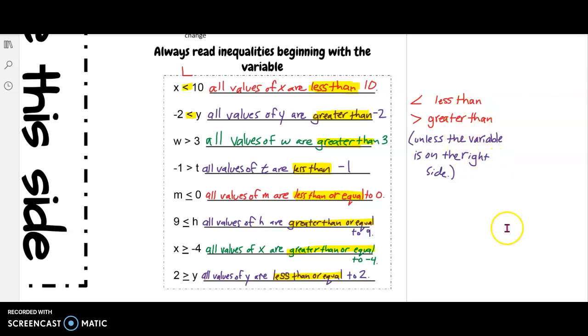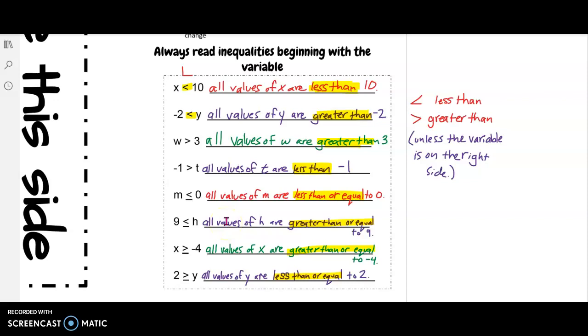So I did make a note on the right. The one that looks like an L is less than, a squished L, and the other one is greater than, unless the variable is on the right side, in which case we have to read it that way. And notice the ones that have a line below them are less than or equal to, but we also have greater than or equal to, like this one, x is greater than or equal to -4.